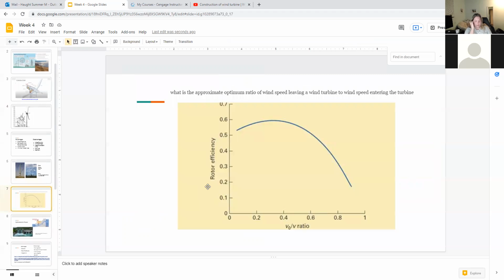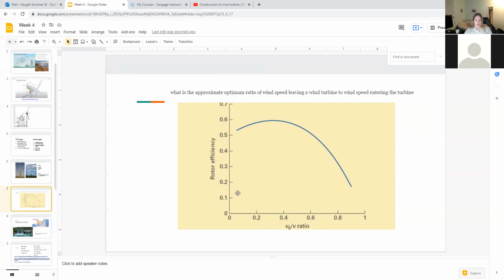Okay, I did want to bring up this question because I think it is a very interesting one that they talk about here. This question asks, what is the approximate optimum ratio of wind speed leaving a wind turbine to wind speed entering the turbine? Obviously we have wind going into the turbine, and we have wind going out of the turbine. So this V0 to V ratio is reflecting the ratio between the wind speed leaving and the wind speed entering, and this is showing the efficiency of the rotor.